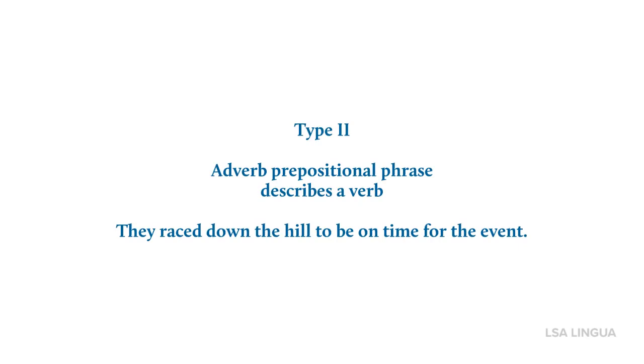Type 2. Adverb prepositional phrase. Adverb prepositional phrases describe a verb. For example, they raced down the hill to be on time for the event.